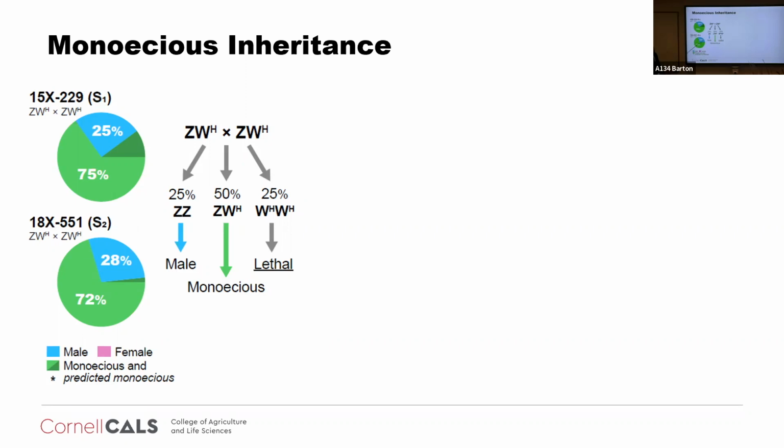And we also collected GBS resequencing data on every individual in this S2 family. And we only saw ZZ and ZWH genotypes corresponding with male and monoecious respectively. So that tells us that homozygous WH is actually lethal. So this large 1.1 megabase deletion is probably disrupting genes critical to function in plants such that they don't survive.